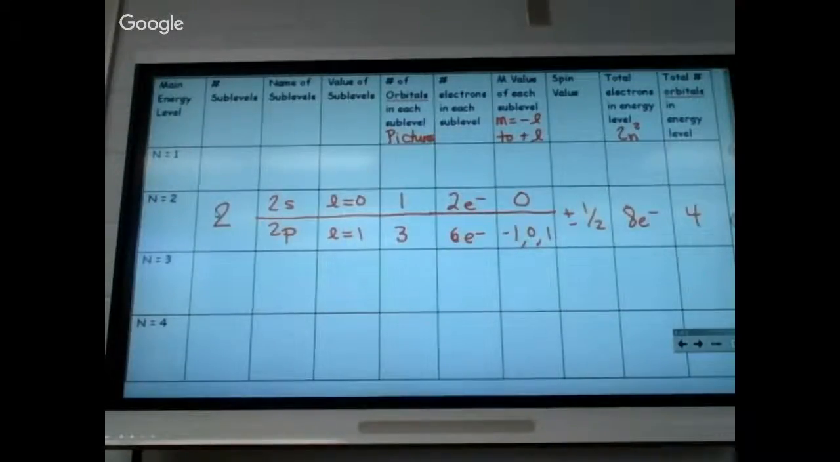What's the name of the first one? You have to work in that order: s, p, d, f. So the first sublevel is s. You're going to put one s there. This one is not split, because you only have one sublevel.